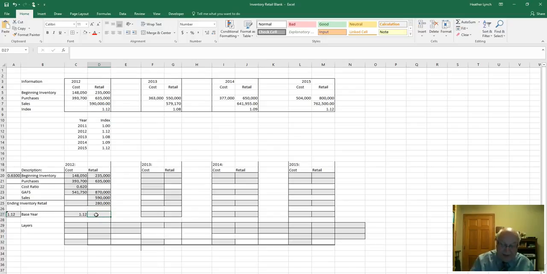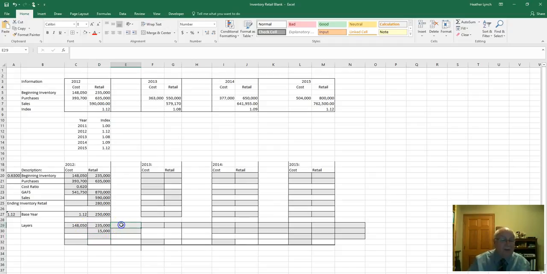Then what we have to do is we take the 280,000 divided by the 1.12, and that gives us 250,000. That's our base year. Okay, well, 250,000, it went up. So we bring down the 235 and the 148,050. And that means we need another 15,000, because we take the 250 minus our 235, so we need 15,000 here.